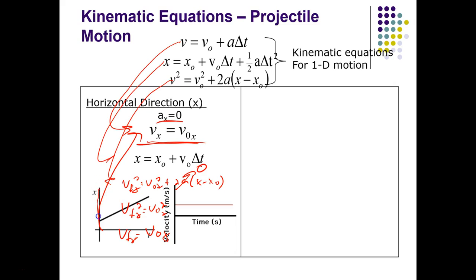Our position versus time graph for projectile motion, just looking at that x motion, because we can split them up, is going to be a nice linear line. And our velocity versus time graph will be a horizontal line because we have constant 0 acceleration.